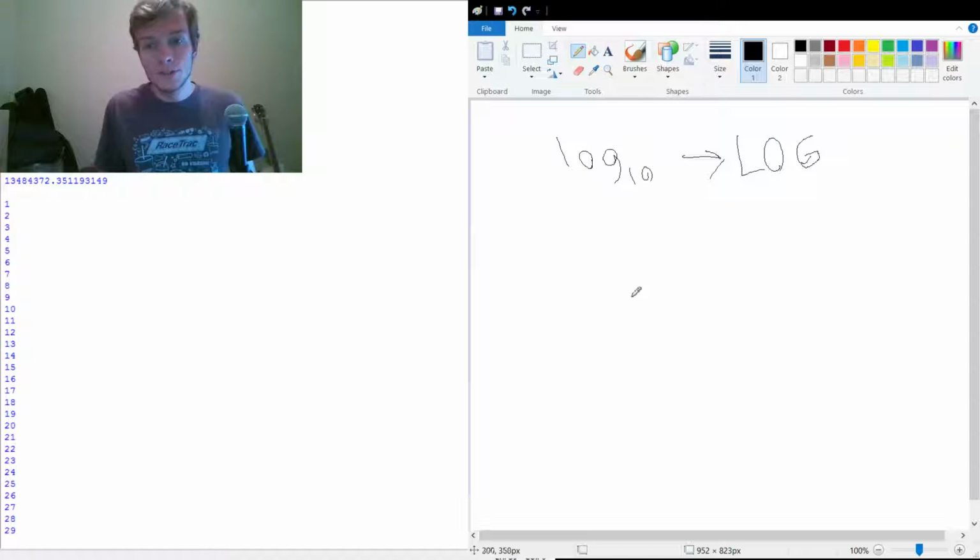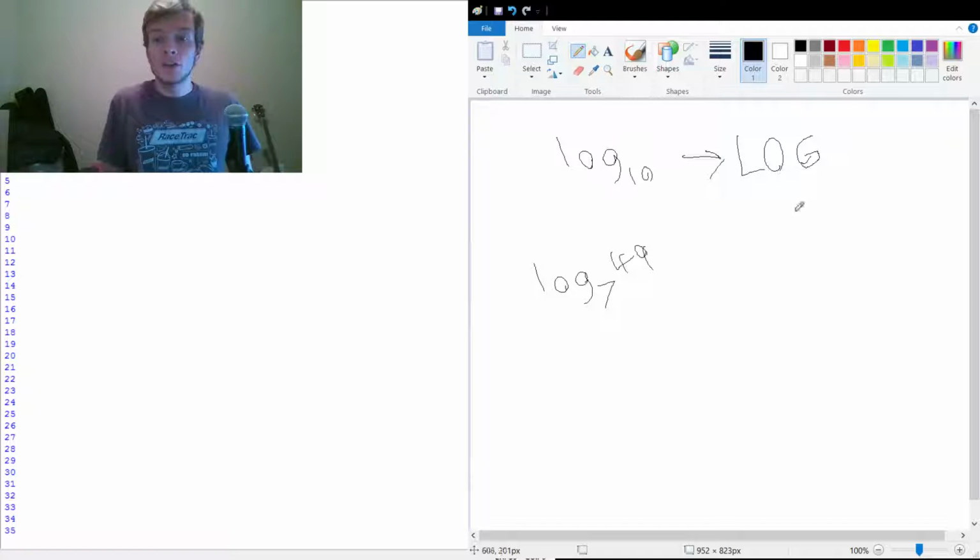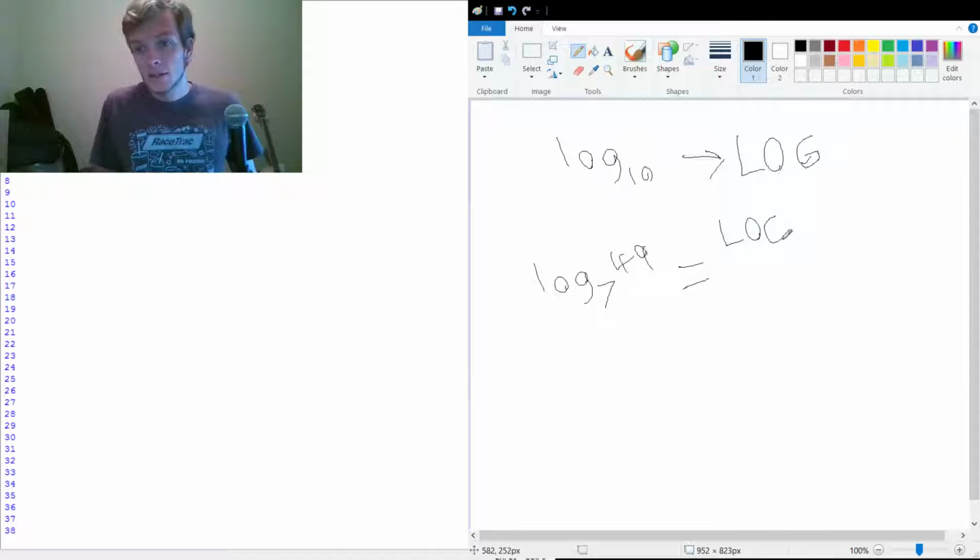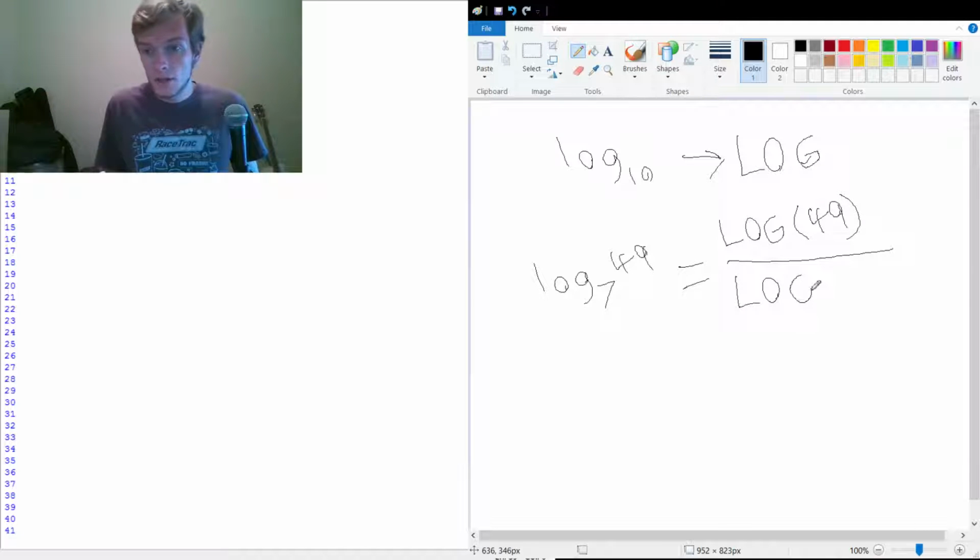So what you can do is there's a change of base formula. If you want to have your log base 7 of 49, but all you have is log base 10 to work with, then what you can do is say log of 49 divided by log of 7, and that should be equal to your answer.